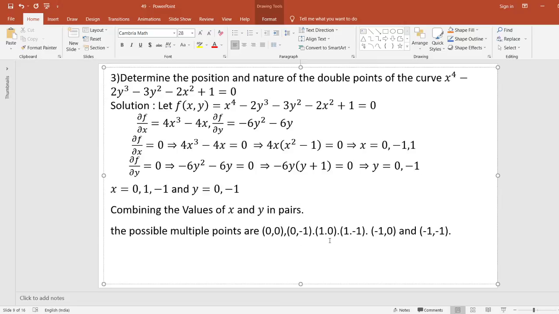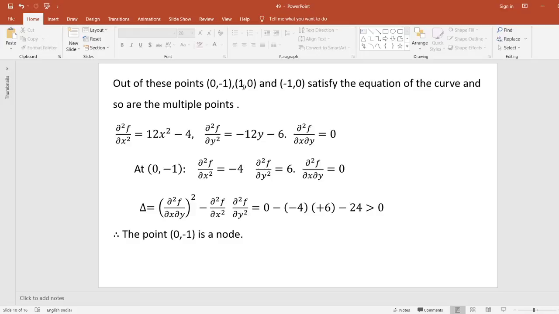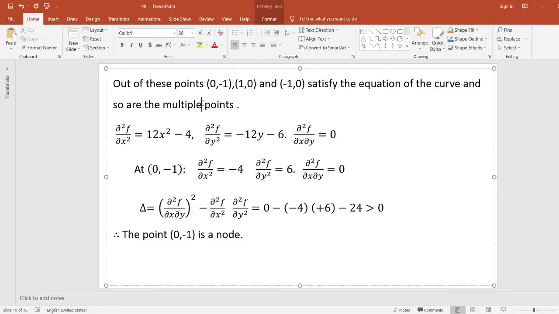So after substituting each point into this curve, (0, −1), (1, 0) and (−1, 0) are the points which satisfy the given equation of the curve. Therefore, these are the multiple points, and we call such a multiple point a double point. Right? These are the double points, and we have to find out the nature of the double points.